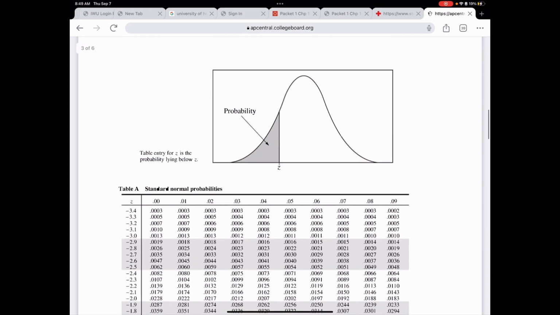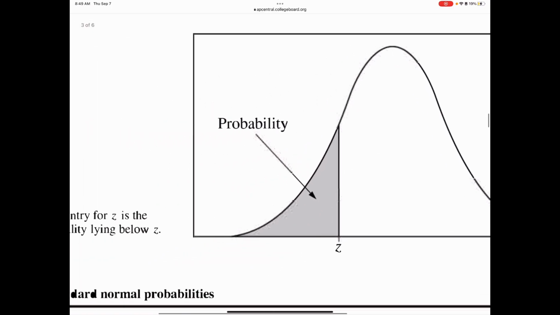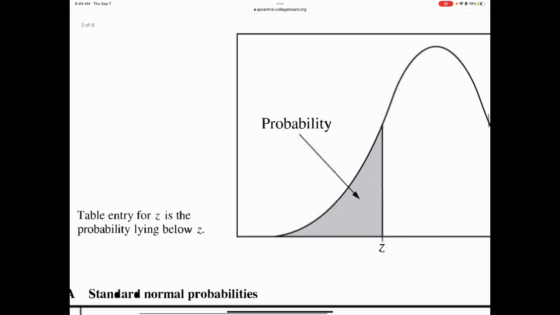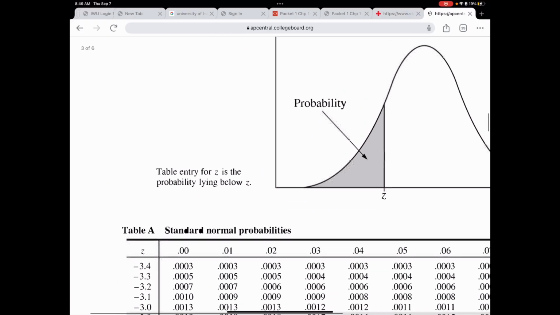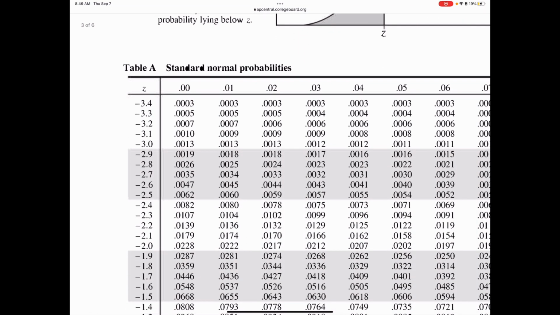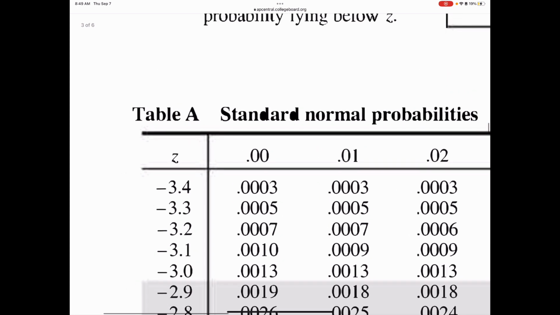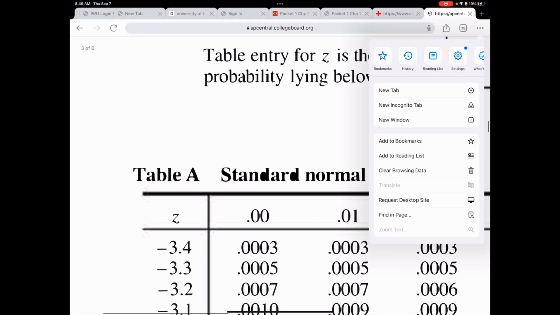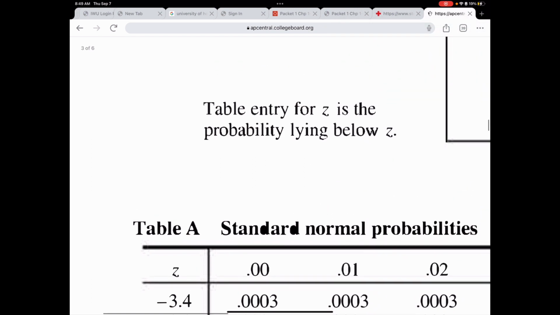The z-score chart, if you notice, is shaded from the left, and it tells you that the table is all the probabilities to the left of z. So for this one here, you can see the z-scores go down to negative 3.4, and negative 3.40 is this first value of 0.03. For a z-score of negative 3.41, the value would be 0.003.